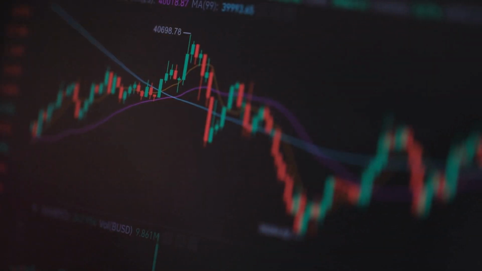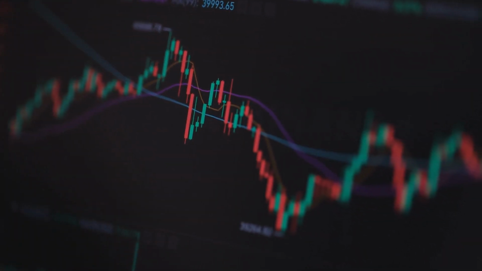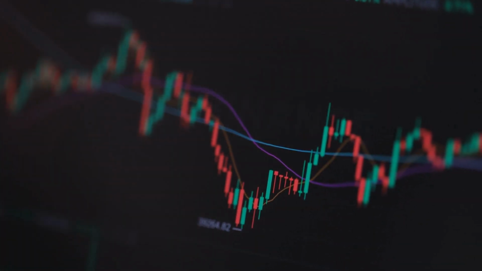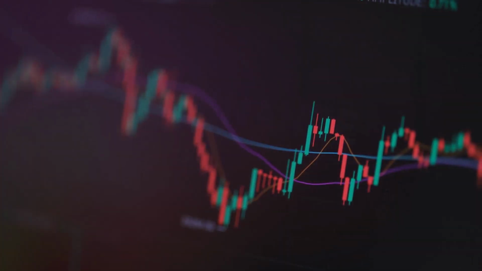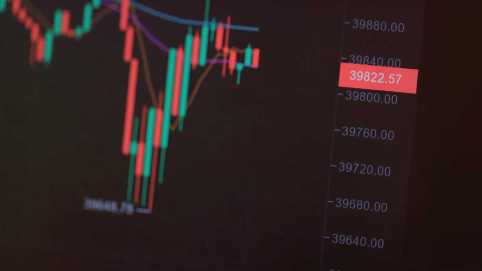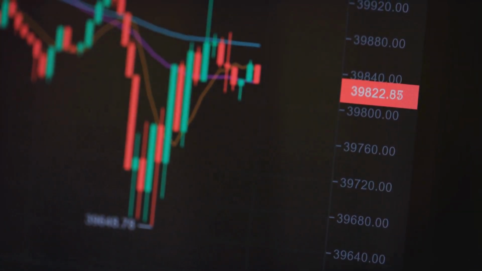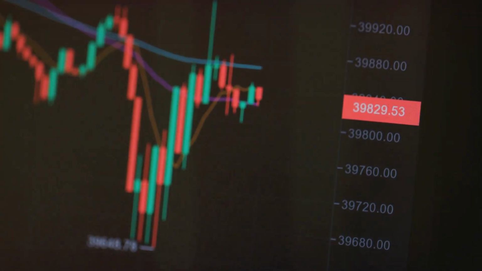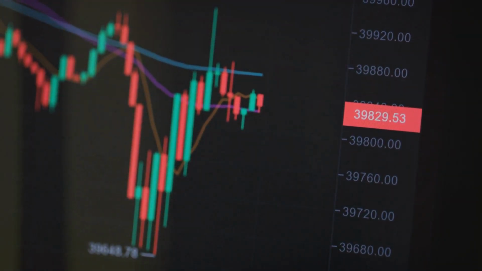For instance, a trader might look for a bullish doji pattern forming near a support level after a downtrend, considering a long entry if the subsequent price action confirms the bullish reversal. Conversely, a trader might consider a short entry if a bearish doji pattern forms near a resistance level after an uptrend, with confirmation from subsequent price action.